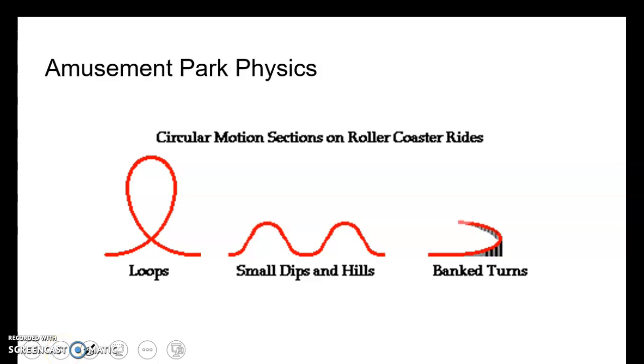Now let's start applying this to amusement park physics, or things that you can see in an amusement park, like loops, dips and hills, and banked turns, which is more for dual credit, but understanding angles would be important here. So loops, small dips and hills, and then banked turns.